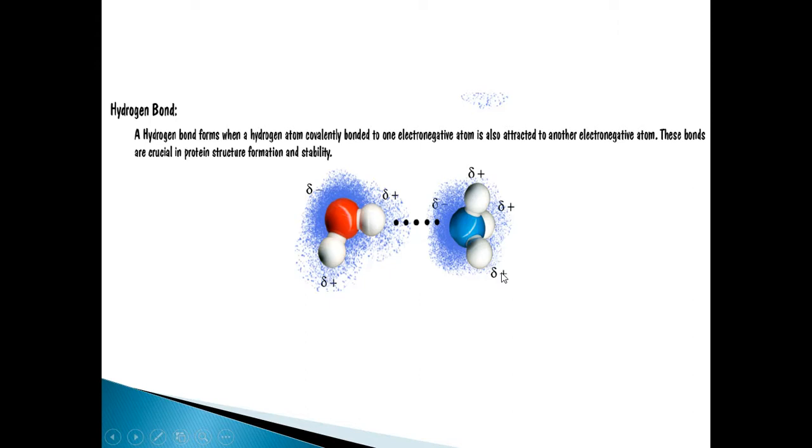But these are crucial to protein structure and stability. So if these two molecules come apart from each other, that hydrogen bond dissipates. That's why they're known as transient.